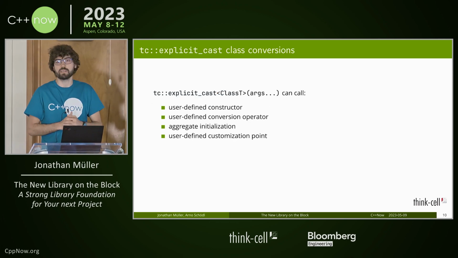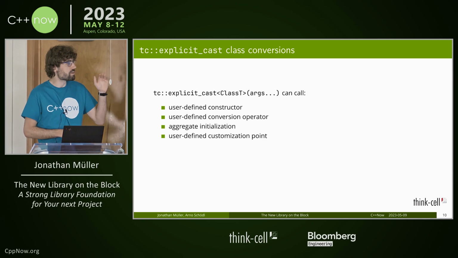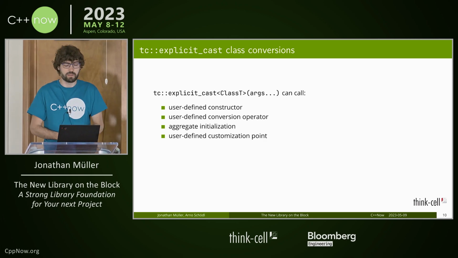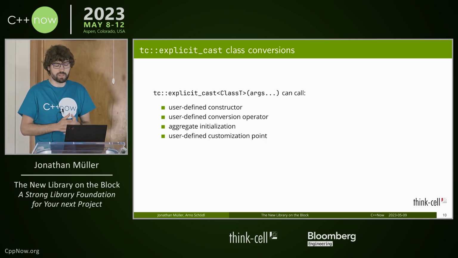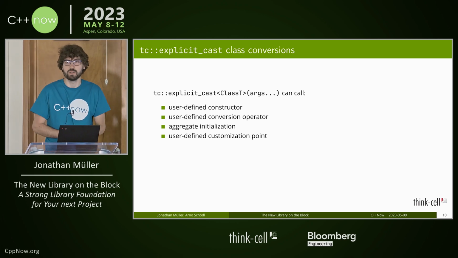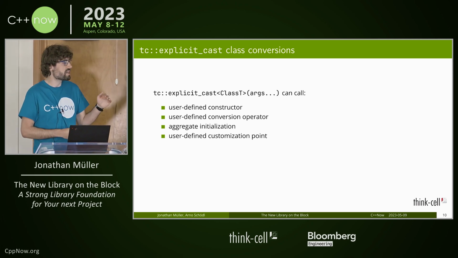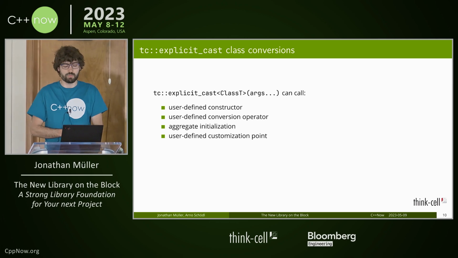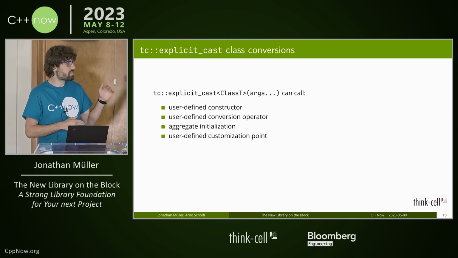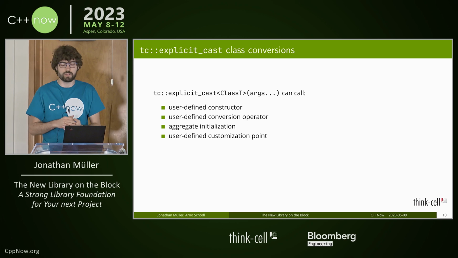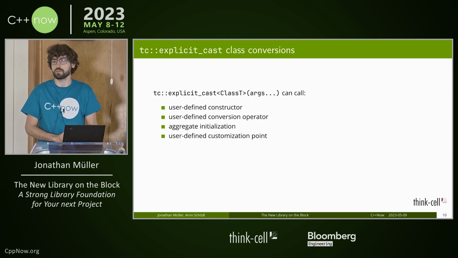So for classes, explicit cast is actually variadic. So it can take multiple arguments and convert them to a class type. And this can be done using a user-defined constructor, a user-defined conversion operator, or aggregate initialization. And finally, we have a special user-defined customization point. So we use explicit cast with that customization point to sort of add constructors to classes that we don't control.